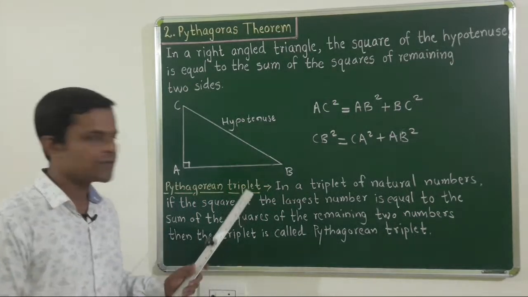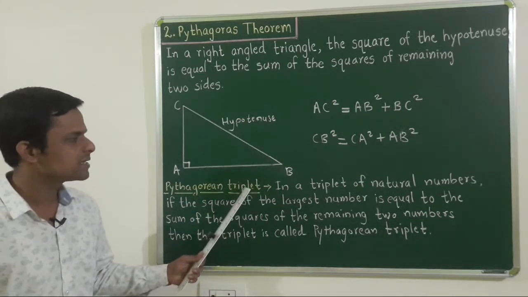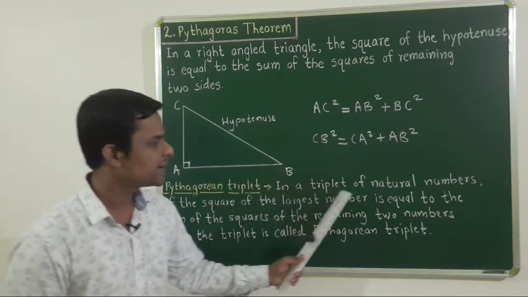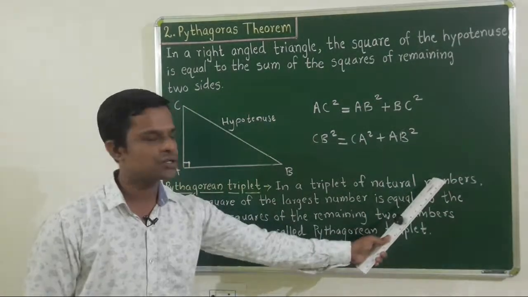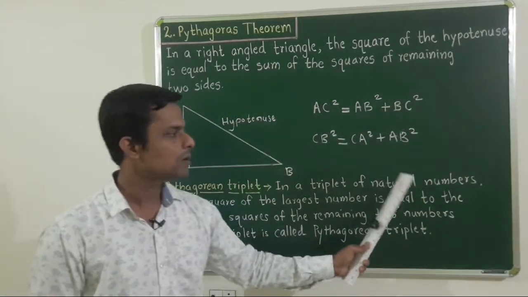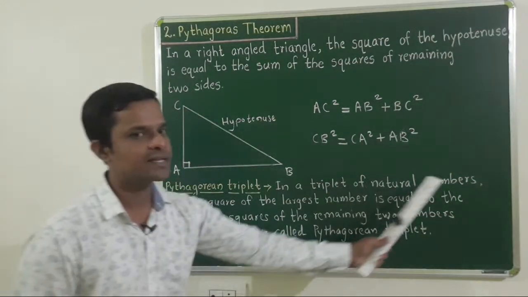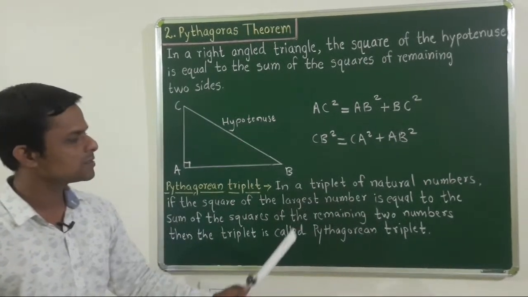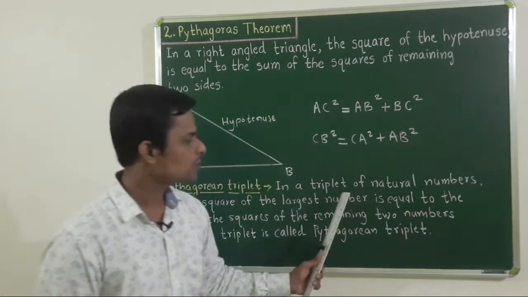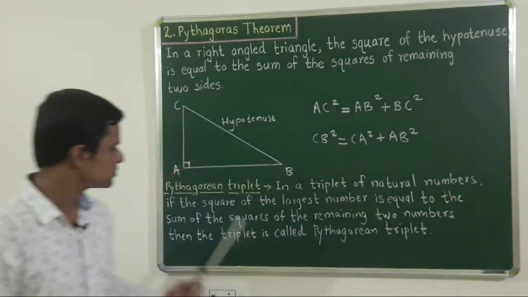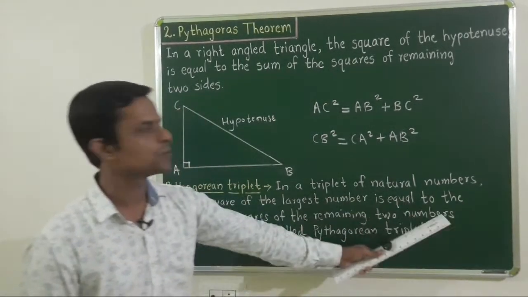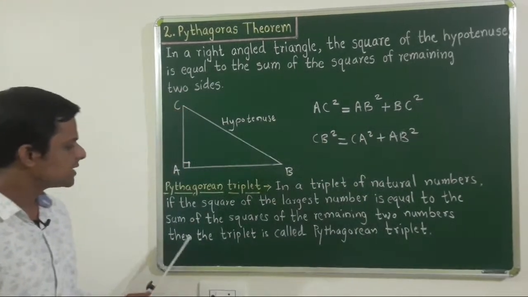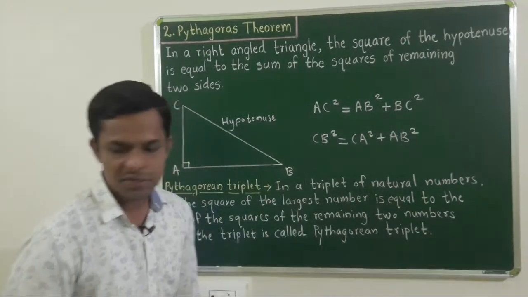I have already written the definition of Pythagorean triplet. Triplet is nothing but a group of three numbers or a set of three numbers. Now in a triplet of natural numbers, means there are three natural numbers, we will consider three natural numbers. If the square of the largest number, means out of these three numbers one number is the largest, the square of that largest number is equal to the sum of the squares of the remaining two numbers, then that triplet is called a Pythagorean triplet.